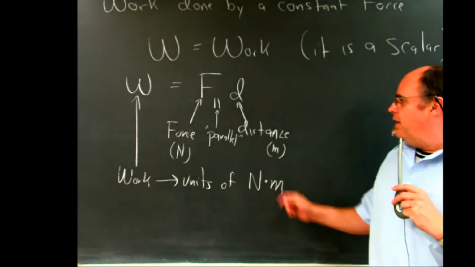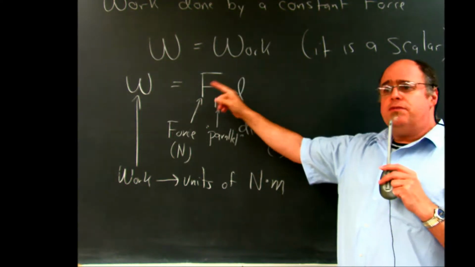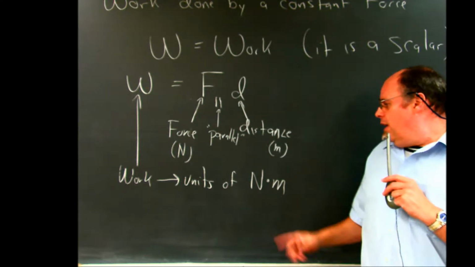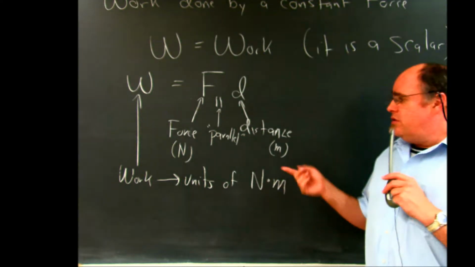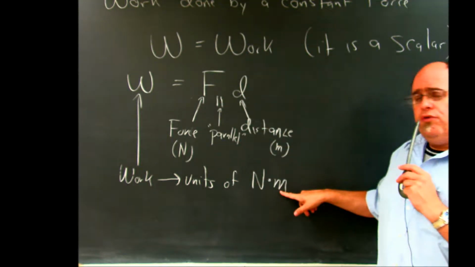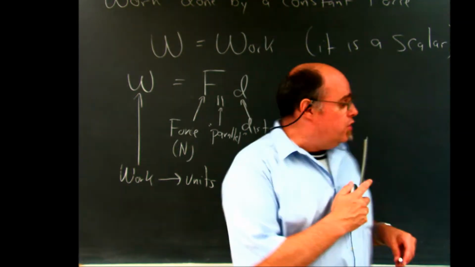So we're going to multiply the parallel force, the force that is parallel to the direction of motion or to the distance that it's going to be going. By the way, the units came from force having units of newtons, and distance having units of meters. So that's where we get newtons dot meters. But we can also say joules.